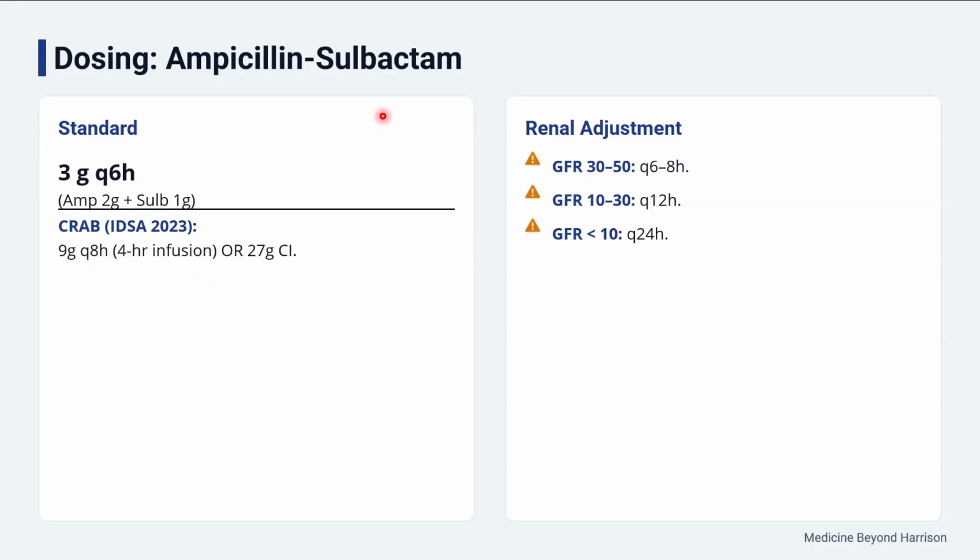Ampicillin sulbactam dose is also modified in renal dysfunction. For GFR less than 50, you can go for Q8 hourly, less than 30 Q12 hourly, and less than 10 Q24 hourly.